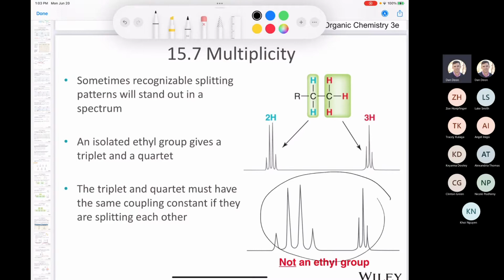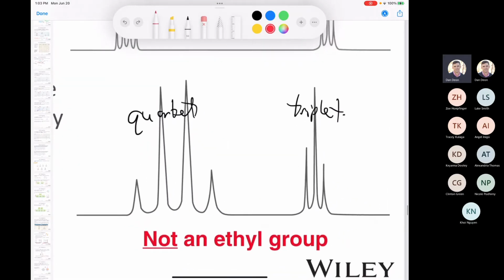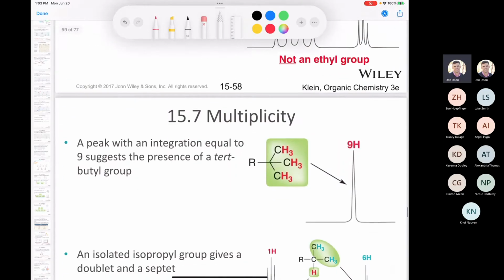Just because you see a quartet and a triplet, that doesn't necessarily mean you have an ethyl group, because these 2 are not splitting each other. Why do we know they're not splitting each other? It's because the distance between the peaks is not identical. If you measure the distance between the peaks here, you can see that this is clearly different than the distance between the peaks over here. Therefore, they don't have the same coupling constant. And if they don't have the same coupling constant, they are not splitting each other. All right, so that's an ethyl group.